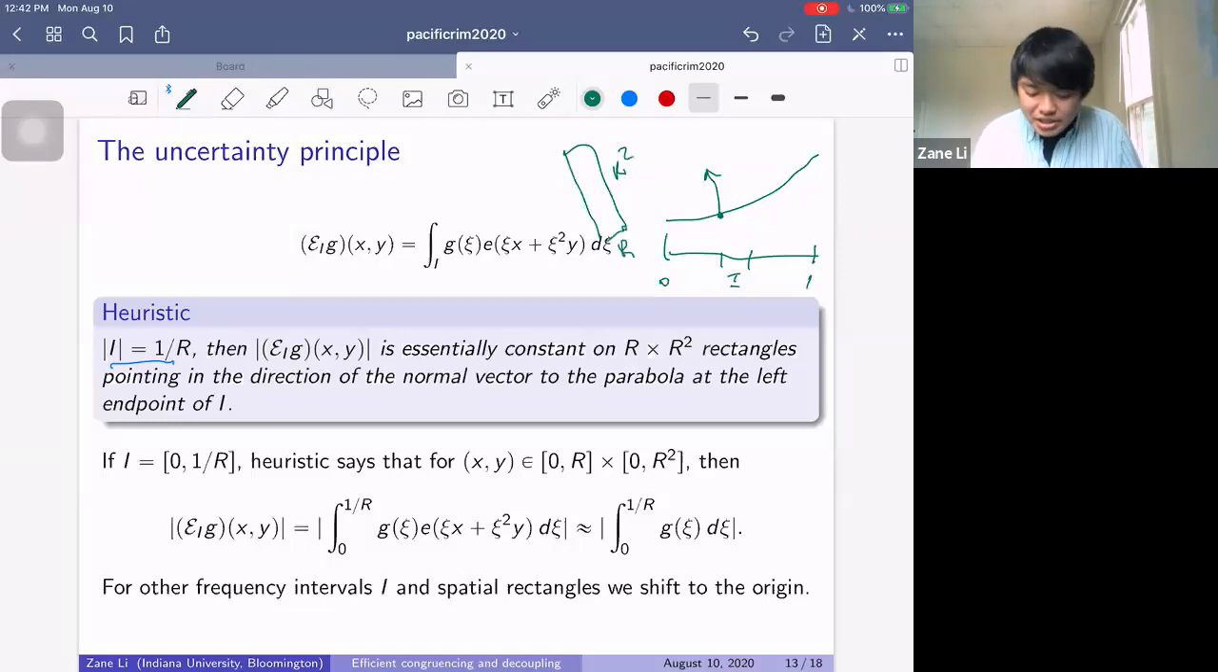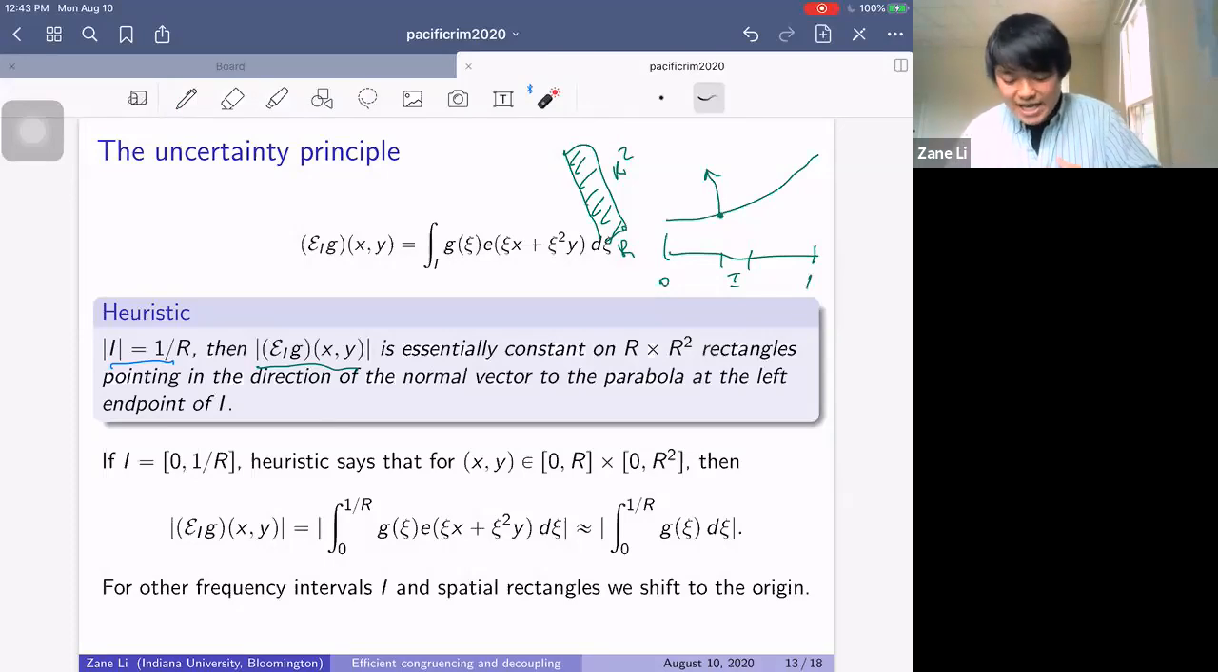Okay, so the uncertainty principle I'm going to use in this case is that for x and y in this rectangle, the absolute value of the extension operator of I is essentially constant on this rectangle. So pick any r by r squared rectangle pointing in the normal vector that you just drew over here. The extension operator of I is essentially constant on that rectangle, and it's a constant that depends on G, on I, and on the rectangle, but the point is that it's a constant. So let's heuristically give a reasoning why this is a reasonable thing to suggest.